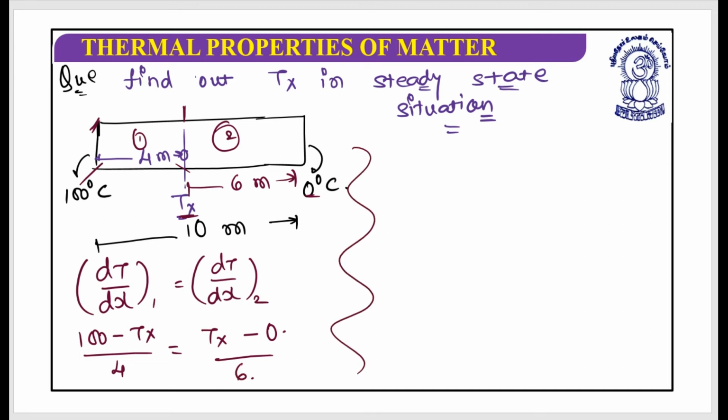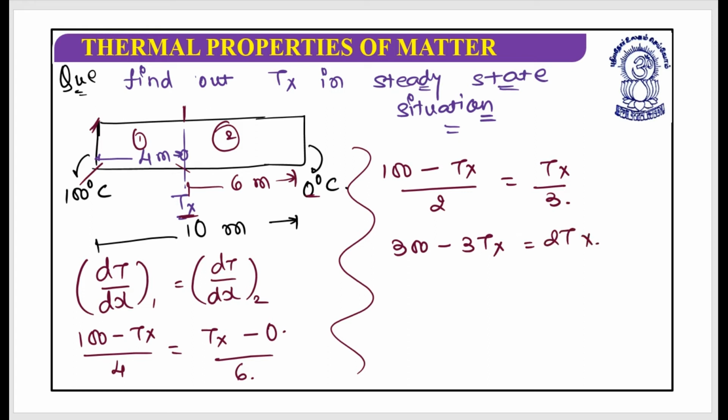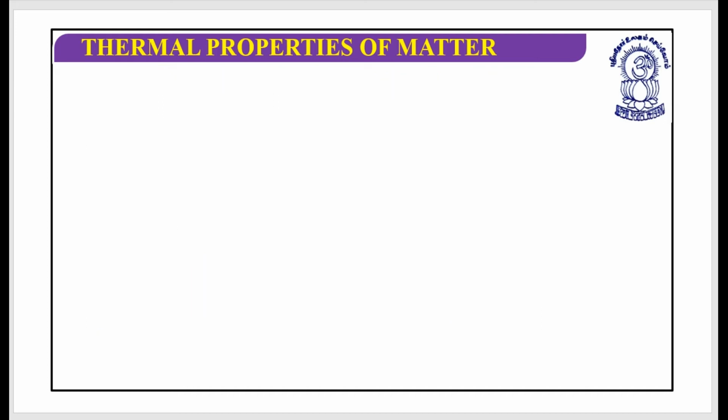So when I try to solve this, 100 minus Tx divided by 2 is equals to Tx by 3. So this would be 300 minus 3Tx is equals to 2Tx. So this is 300 is equals to 5Tx, and from this Tx is equals to 300 by 5, which is equals to 60 degrees Celsius. I hope this is clear. Yes, this is one of the approaches.